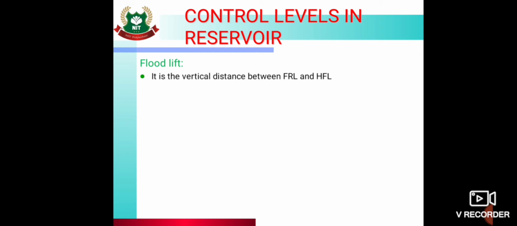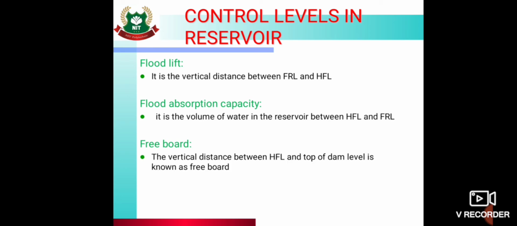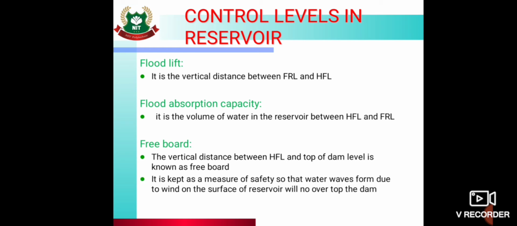Then flood lift: it is the vertical distance between full reservoir level and high flood level. Then flood absorption capacity: it is the volume of water in the reservoir between high flood level and full reservoir level. Then freeboard: the vertical distance between high flood level and top of dam level is known as freeboard. It is kept as a measure of safety so that water waves formed due to wind on the surface of the reservoir will not overtop the dam. It also protects against any settlement or rise of water over the high flood level.